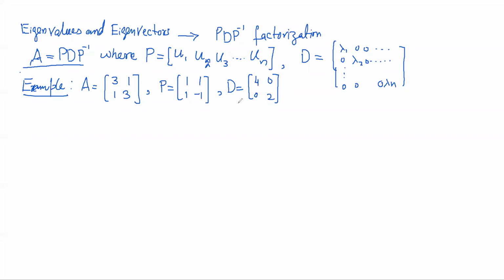So now we need to verify whether this relationship is true or not. For this, we have P, we have D, but we need to find P inverse. So P inverse is the inverse of the matrix 1, 1, 1, minus 1. How can we find the inverse? For a 2 by 2 matrix, the quick way is to find the inverse by this method.